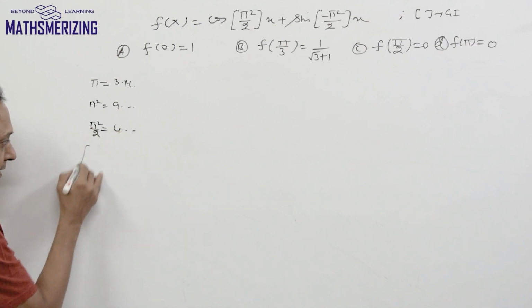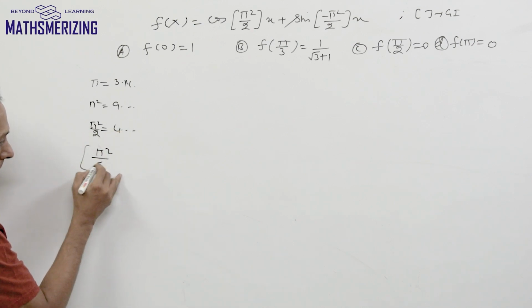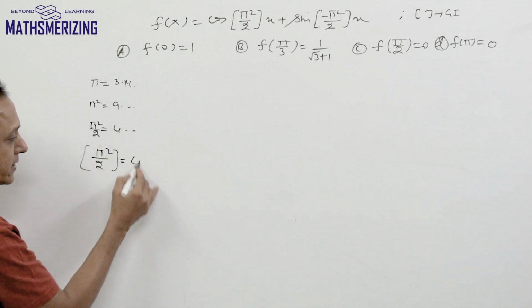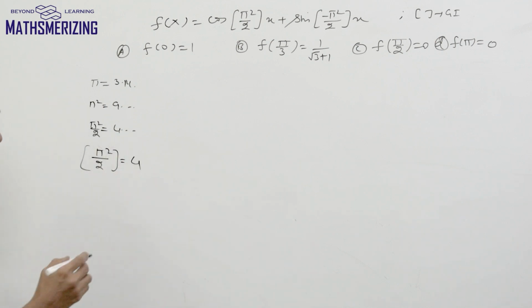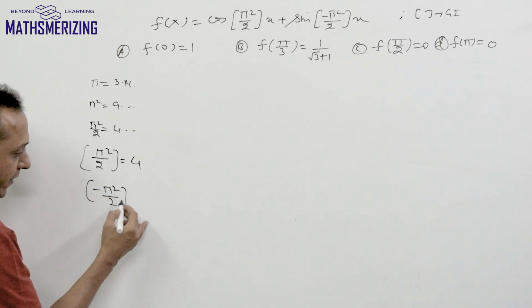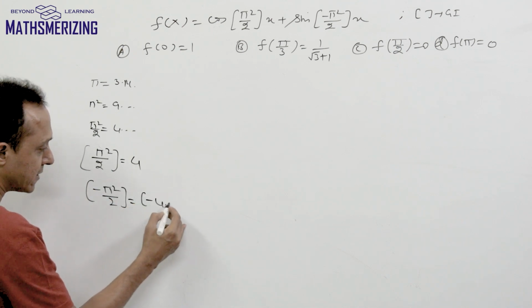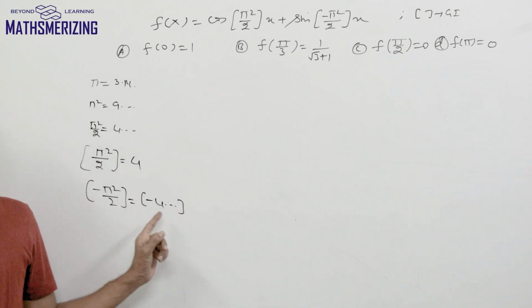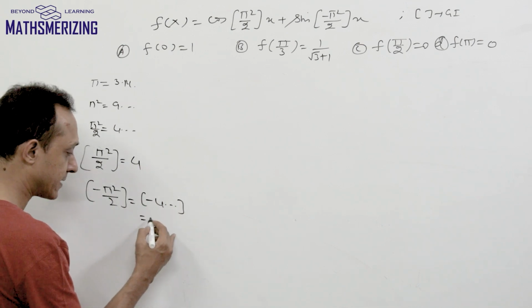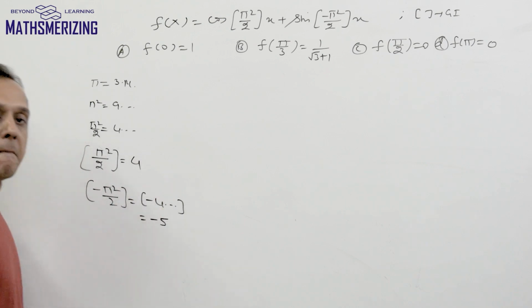So if I take the greatest integer function of pi square by 2, I know it is 4 plus some fraction part, so its greatest integer function will be 4. Now what about minus pi square upon 2? In this case, it will be minus 4 point something. So minus 4 point something is actually minus 5 plus positive decimal part. So in this case, its greatest integer function will be simply minus 5.